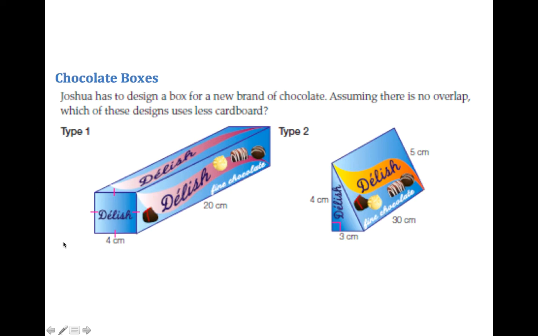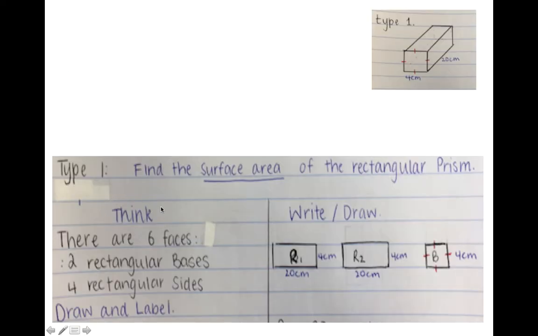So as you can see, type 1 is a rectangular prism and type 2 is a triangular prism. Now, for an A standard, we would assume that they would be thinking and drawing all of their stuff, so they would be justifying their thinking. So first, we need to find the surface area of a rectangular prism. Now, using their previous knowledge, they will know how to find the area of a rectangle. So, in the think section, we would expect to see that there are 2 rectangular bases and 4 rectangular sides.